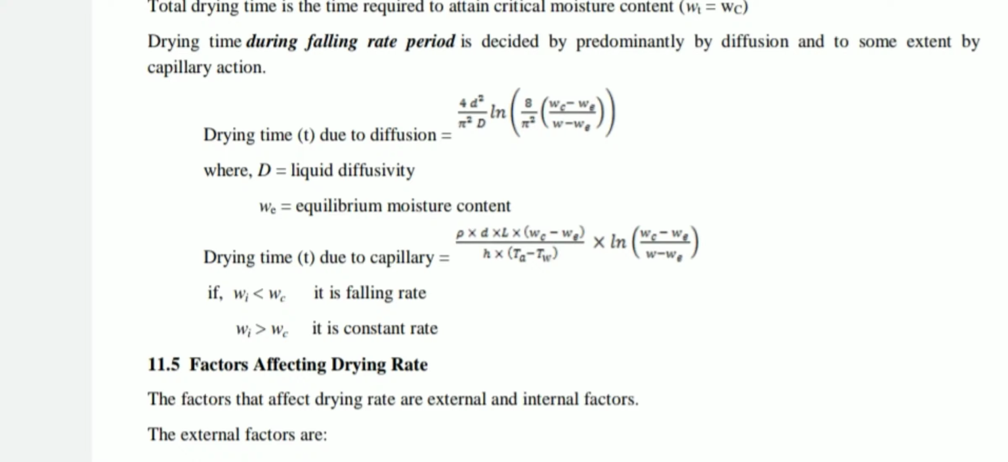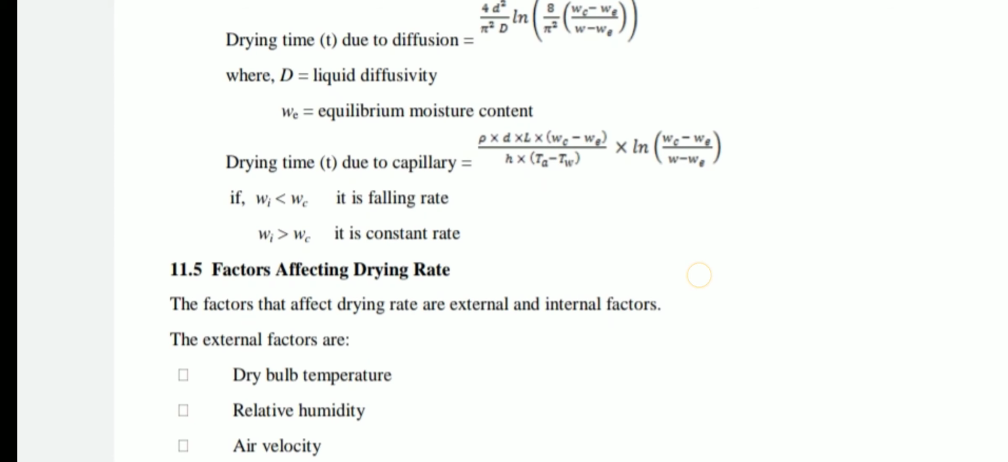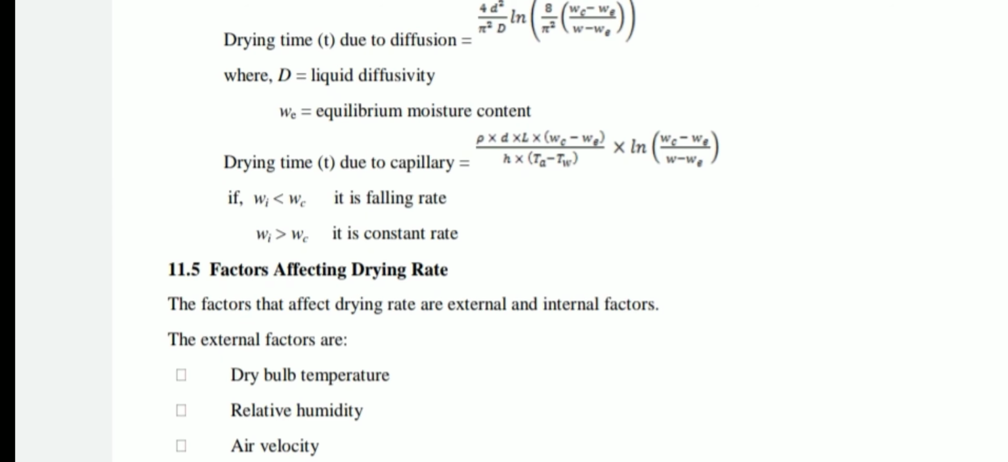from the cells. Now we can understand, if Wi, that is initial moisture content, is less than Wc, then it is the falling rate period. When Wi, that is initial moisture content, is more than Wc, that is critical moisture content.